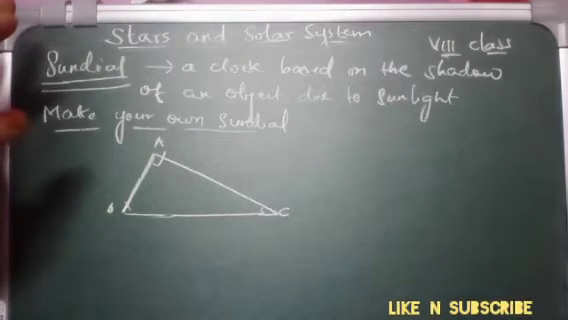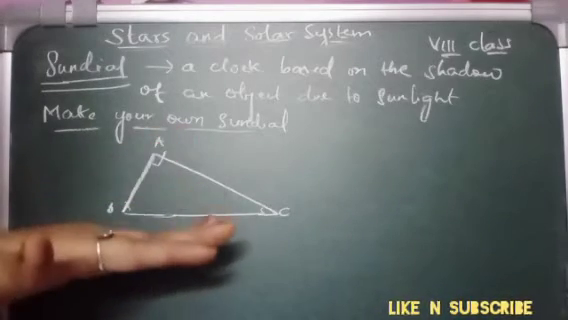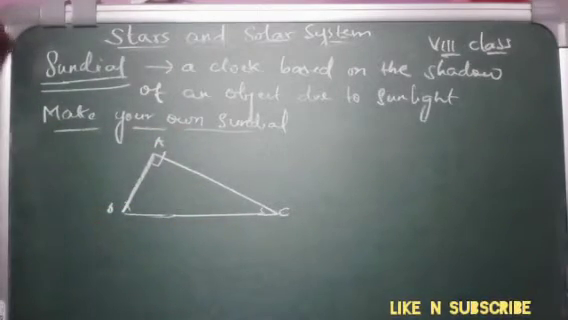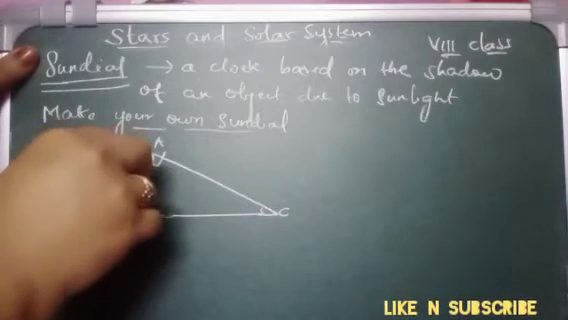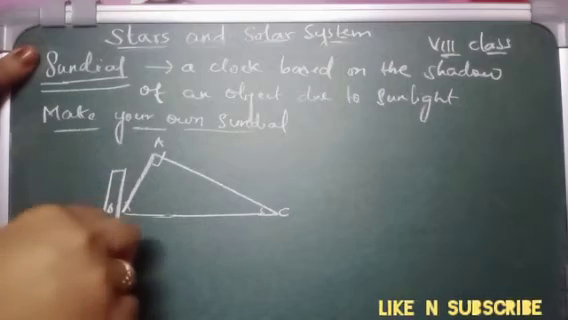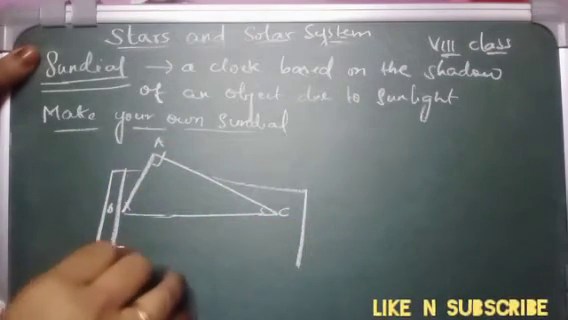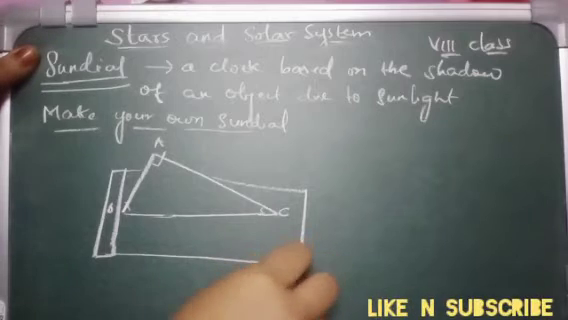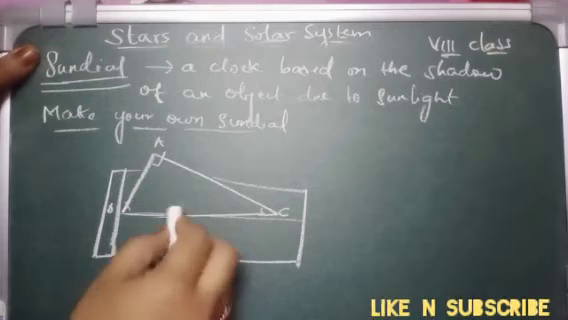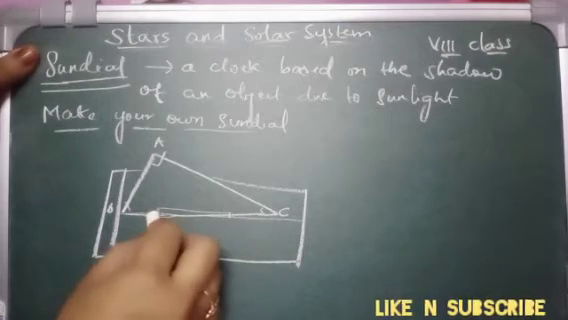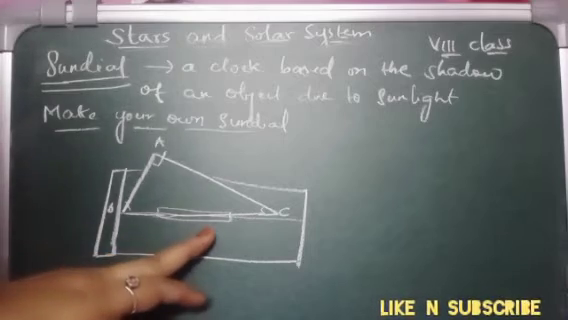Now what we are going to do, we are going to fix this cardboard triangle vertically on the rectangular wooden board. So we are going to take a wooden board, and suppose this is our wooden board and we are fixing the triangle here in the wooden board.